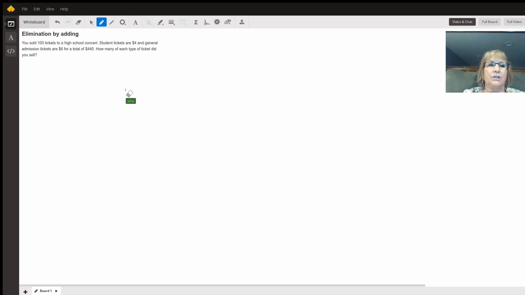In this situation, the very last sentence is, how many of each type of ticket did you sell? So that's where we're going to start. We know that we have two types of tickets. So I'm going to let S be the number of student tickets. And then I'm going to let G be general admission.